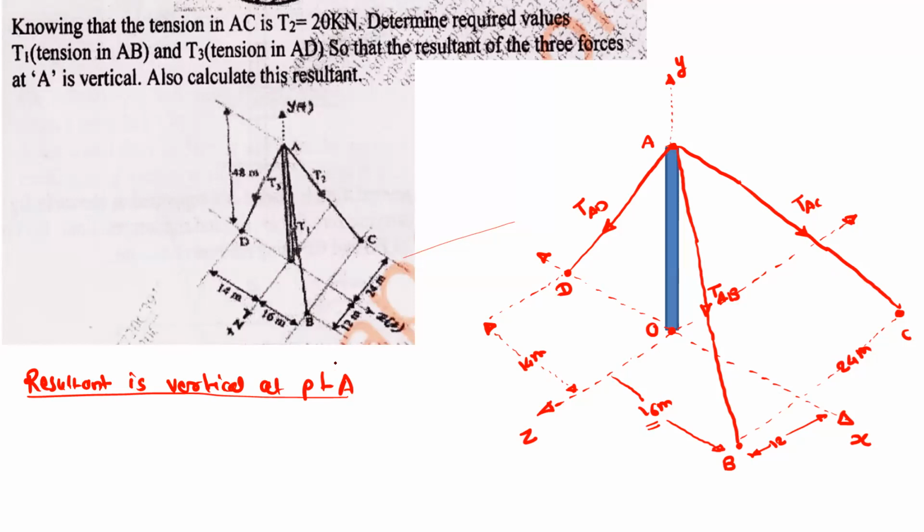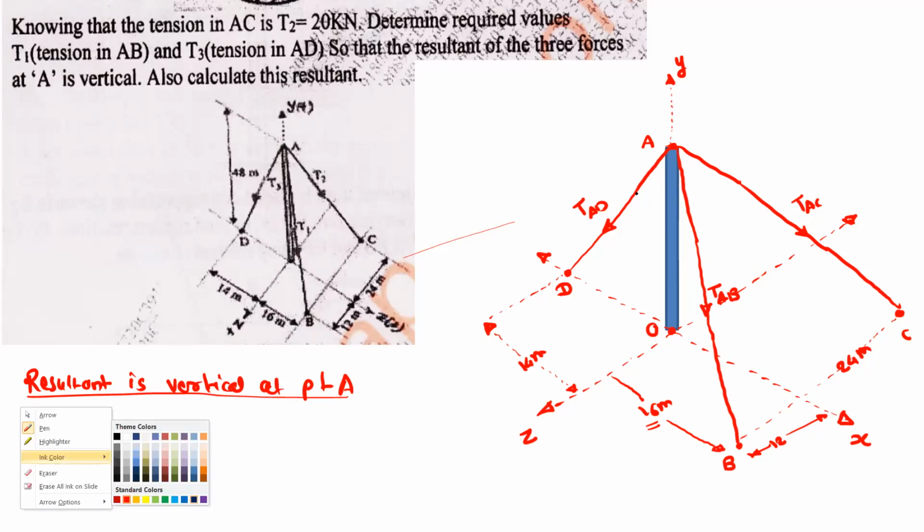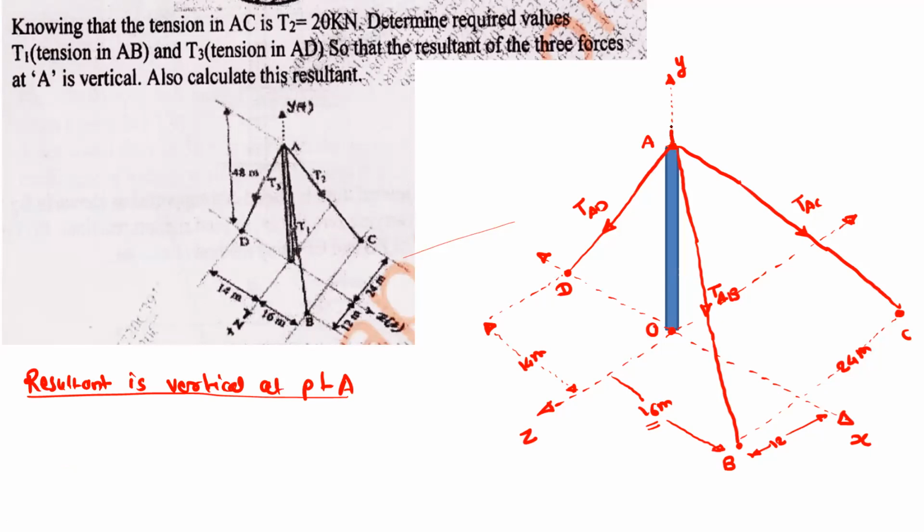And the direction is specified. If you find the resultant for this system, then it will act in the y direction only, either on the positive y side or on the negative y side. Right now we don't know the exact direction of the resultant, but we know it will act in the y direction. From this we have to find out the unknown values of tension T1 and tension T3.